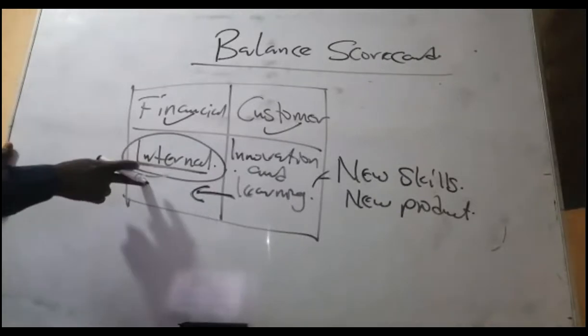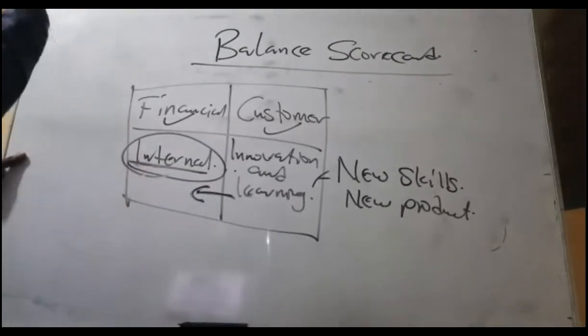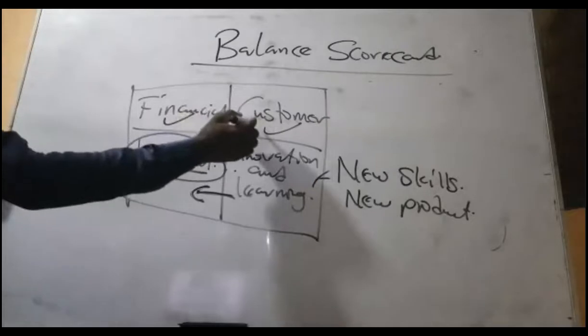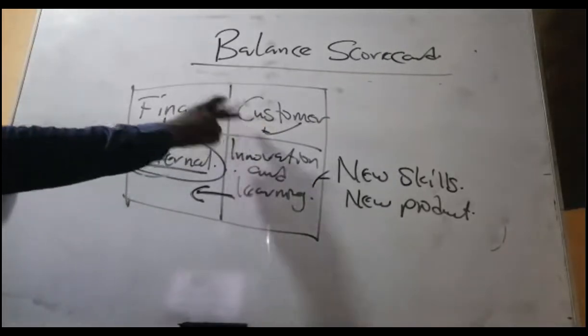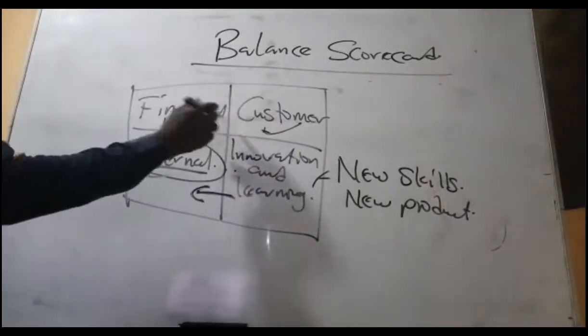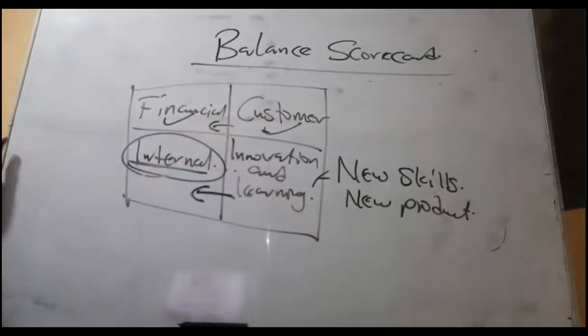And if your internal processes improve, you excel. And when you excel, you achieve the customer objective. And when the customer objective is achieved, forget about the financial. You get a lot of cash. A lot of cash. That's Apple. Taking Apple for instance.